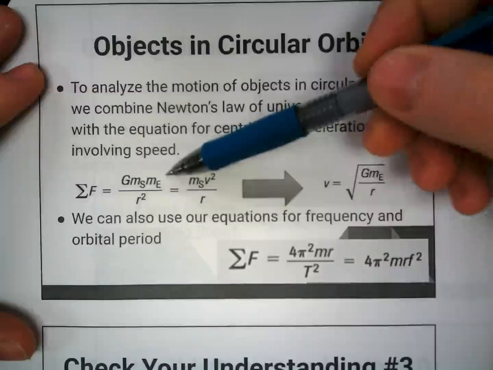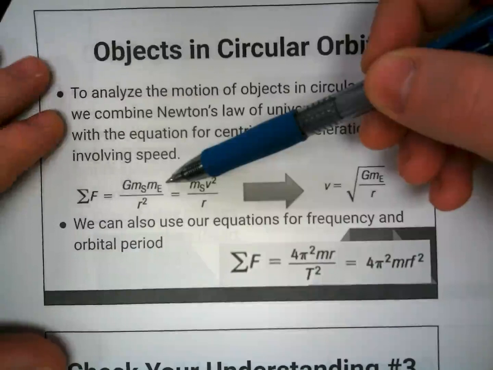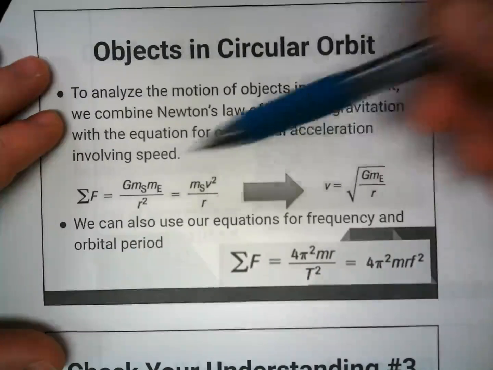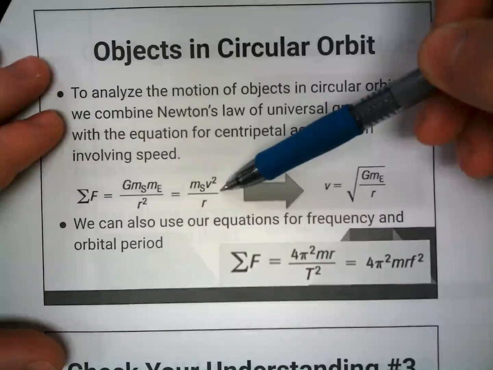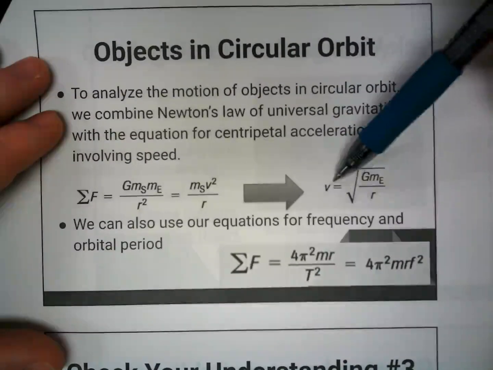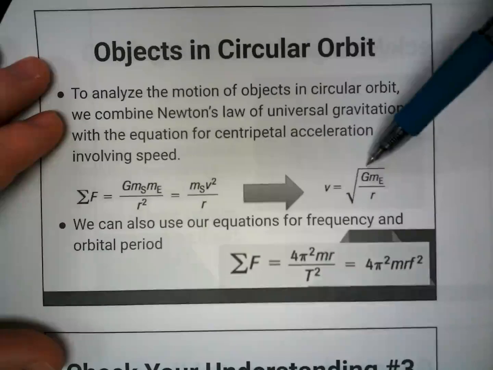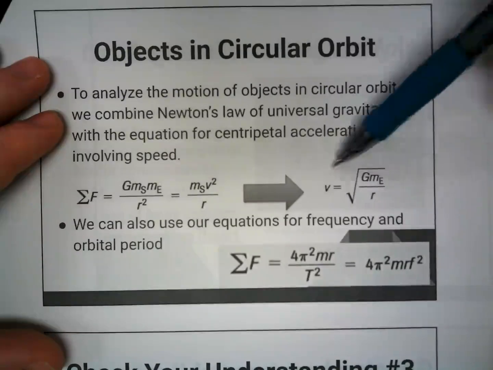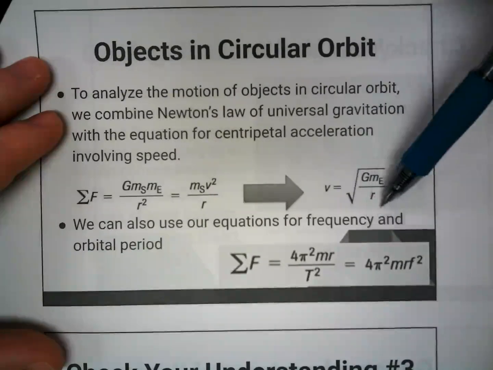Okay, so we're going to take the gravitational equation, and we're going to mix it with the centripetal force equation in order to basically say this. If we want tangential velocity, we're going to take big G divided by the bigger mass, all square rooted, and divided by the distance between those two objects.